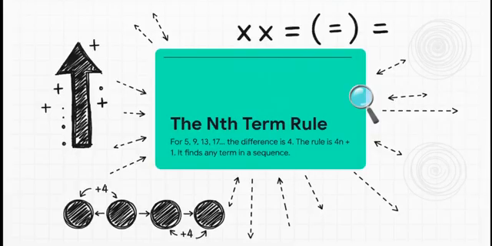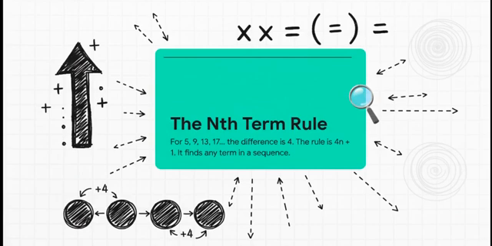So the nth term is basically a little formula that lets you find any term in a sequence, whether it's the 10th or the 10,000th. So for this sequence here, 5, 9, 13, 17, what do you notice? It's going up by 4 every single time, right? That common difference of plus 4 tells us the rule has to start with 4n.